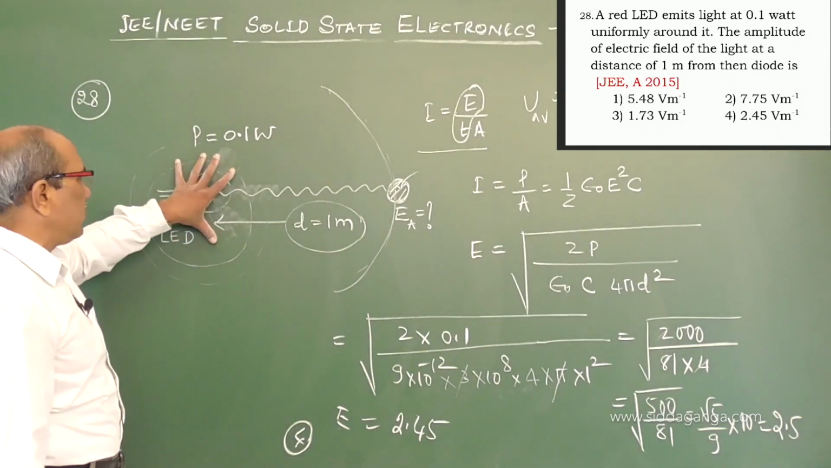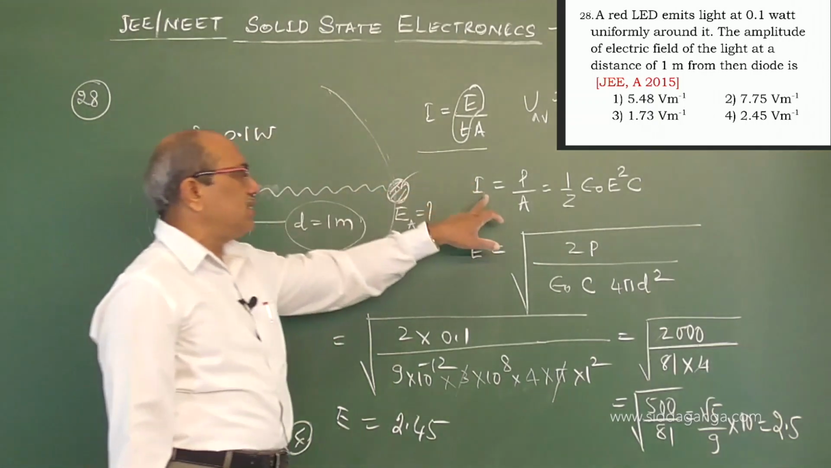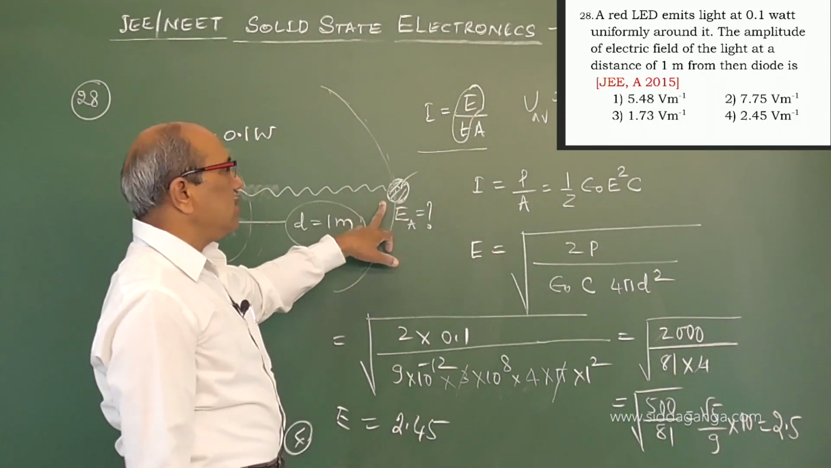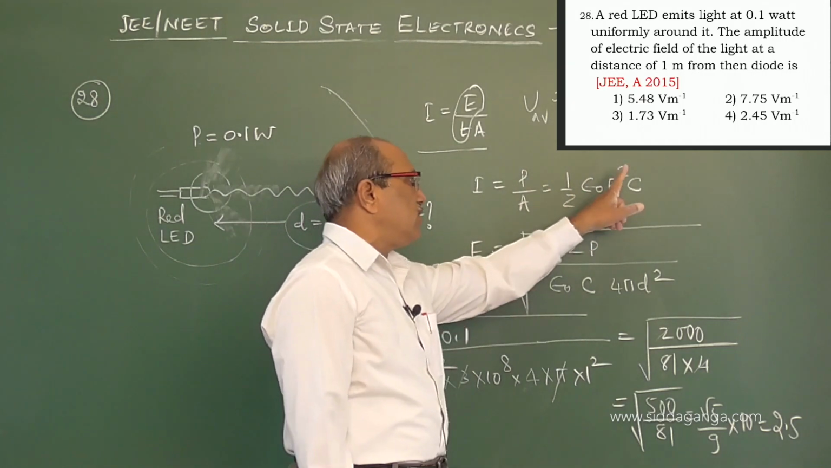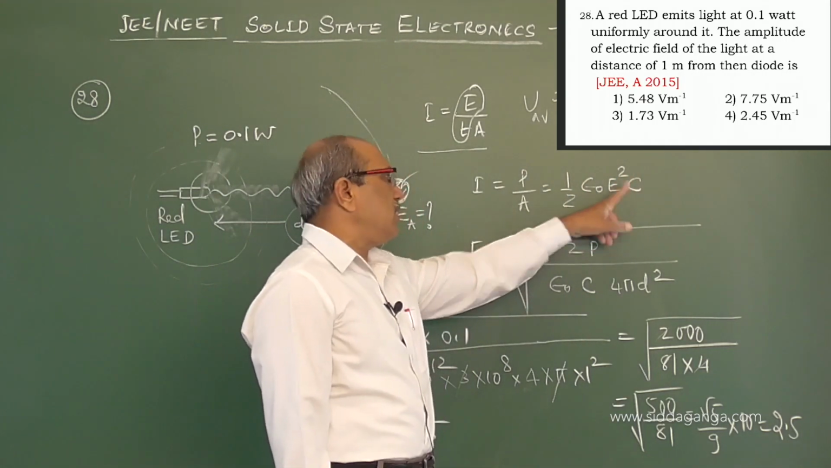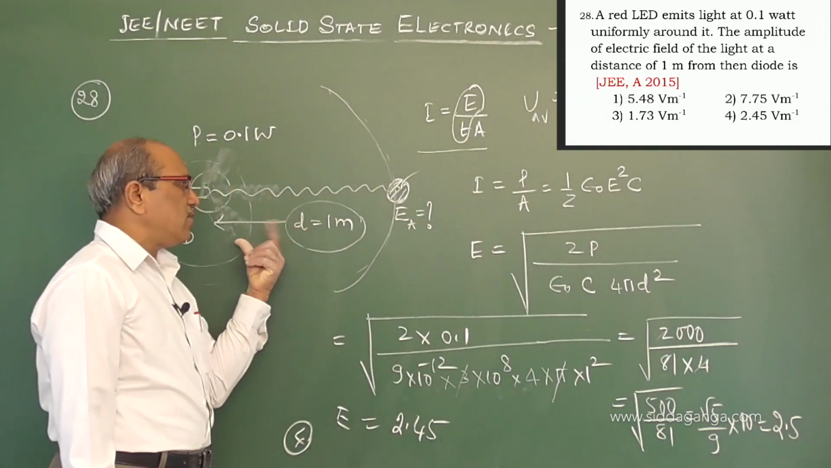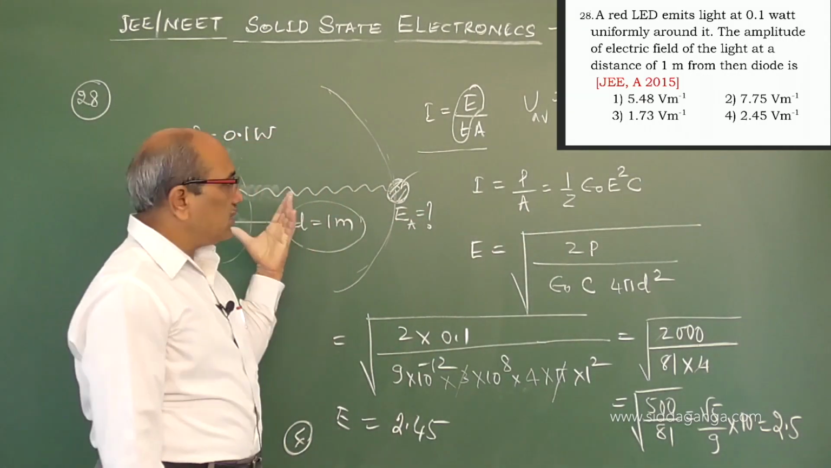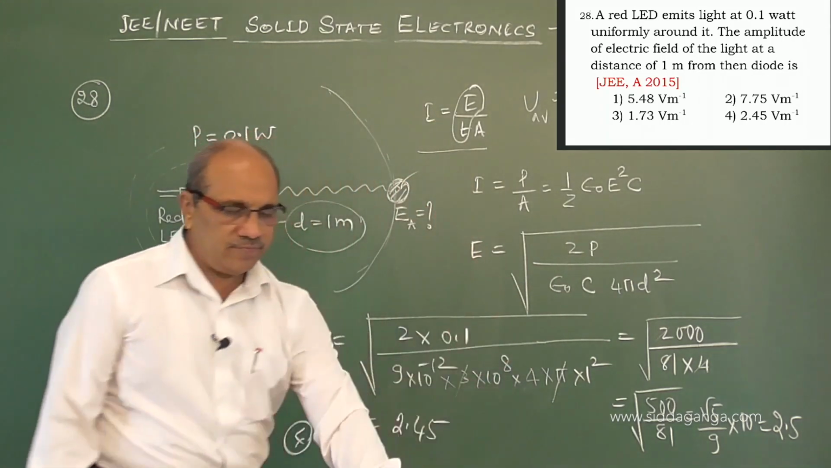Energy is spread in spherical form. Power is given here. Power per area is intensity. This intensity can be expressed in terms of electric field as half epsilon naught E square into c, where c is the speed of light. Area is the surface area of the sphere of radius 1 meter. That's the concept behind it. Once that is arrived at, then simplification.